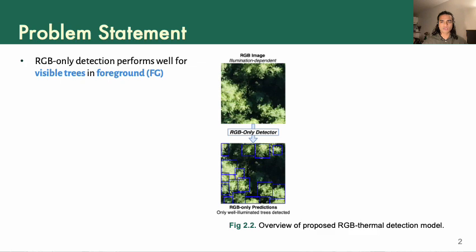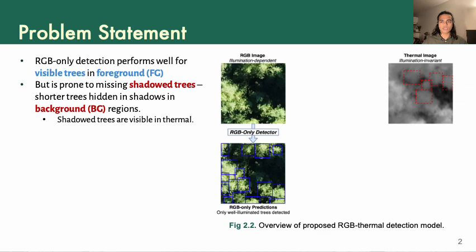Typical RGB-only detectors work well for trees in ideal lighting conditions, but are prone to missing poorly illuminated trees hidden in the shadows of their taller neighbors. These shadow trees are, however, visible in thermal, as marked in the top right over here, and missing these trees can cause problems for tasks like forest inventory, where we want an accurate count of the number of trees in a forest stand.